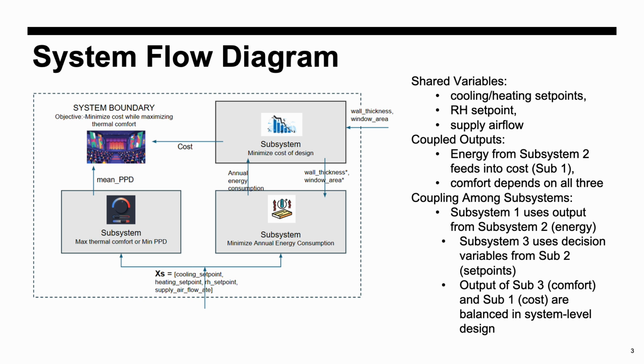The shared design variables are cooling and heating set points, relative humidity set point, and supply airflow. Subsystem 2's energy consumption feeds into the cost model of Subsystem 1, while all subsystems contribute to occupant comfort in Subsystem 3. Subsystem 1 receives energy consumption as an input from Subsystem 2 and includes that in its cost function. Subsystem 3 uses set points from Subsystem 2 to compute thermal comfort. These interdependencies make it clear that a system level optimization is essential to balance competing priorities across cost, energy, and comfort.